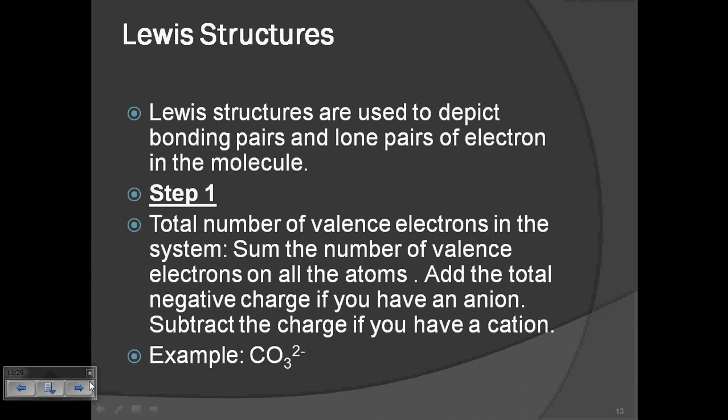Now, how do you draw Lewis structures, and what are Lewis structures? Lewis structures are a representation, almost a shorthand way, of showing how the lone pairs and bonded pairs are arranged and how electrons are shared to form a molecule. Lewis structures are generally used for covalently bonded substances, but they can also be used to represent ionic substances.